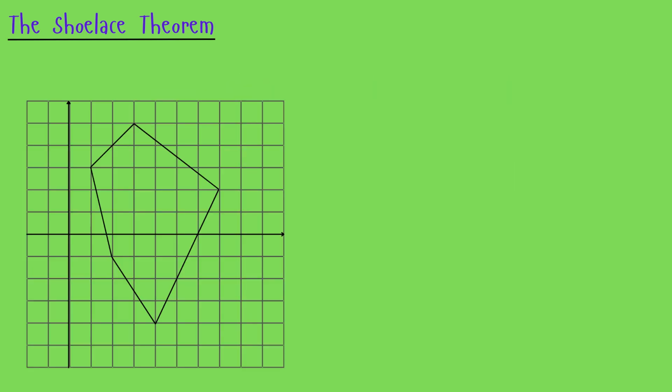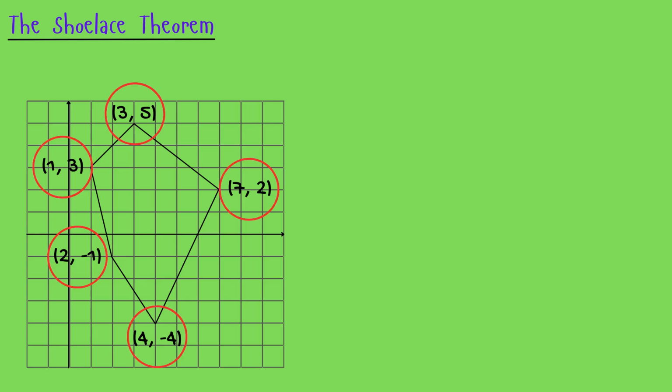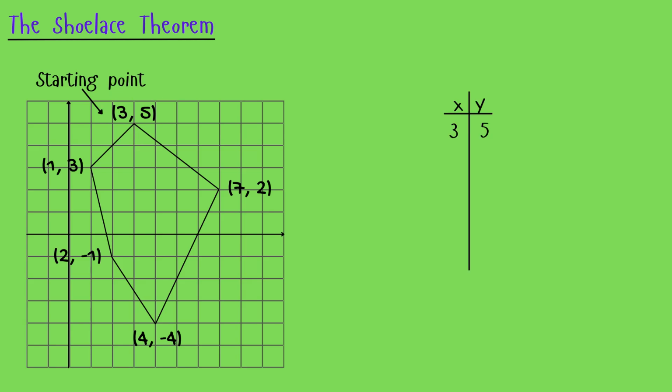If I have this shape with these vertices, the first thing I'm going to do is choose any of these points to be my starting point. It doesn't matter which one you choose, but I'll choose the point 3, 5 to be my starting point for this example. Make an x and y table and input your starting point at the start of the chart.